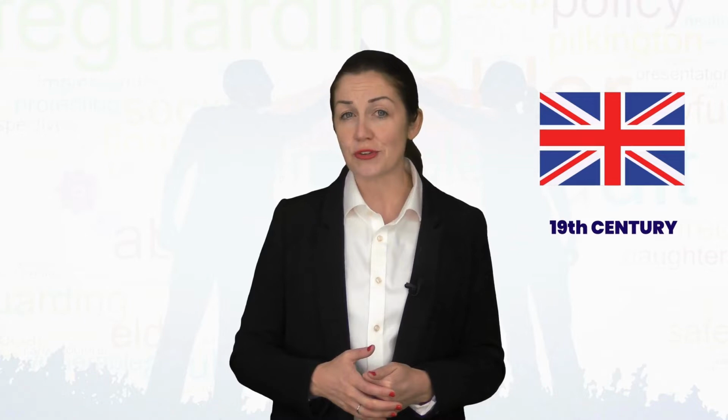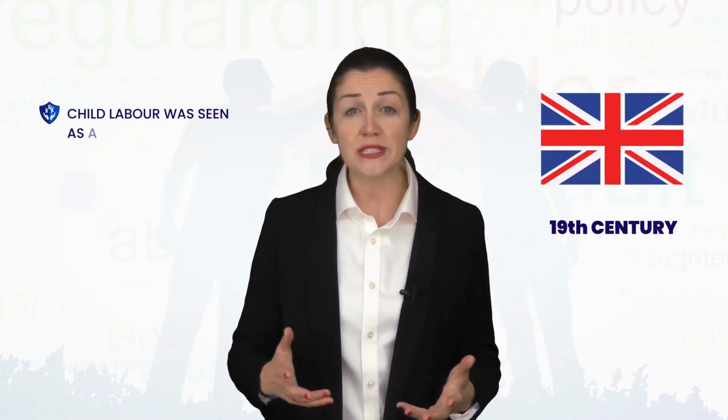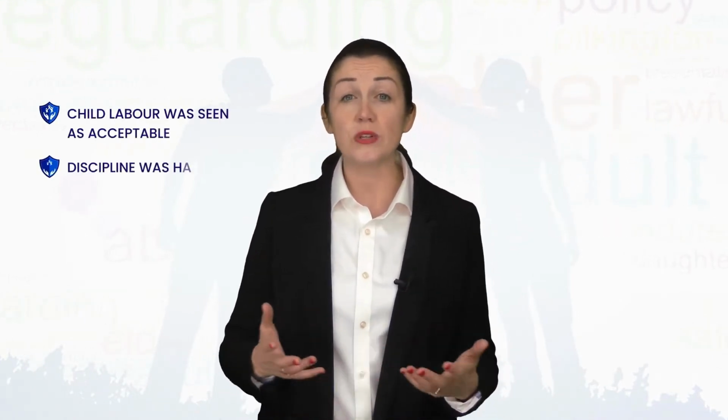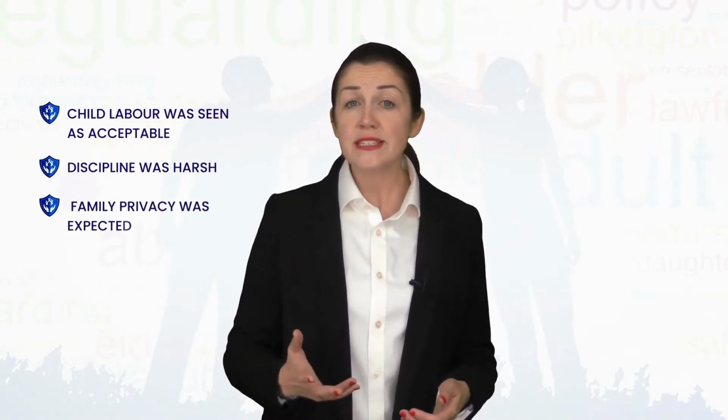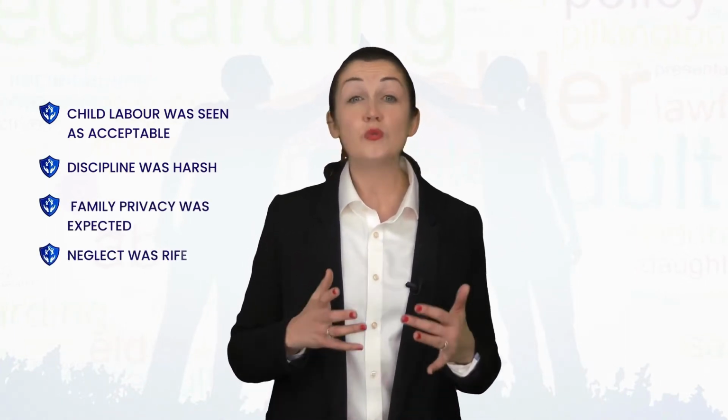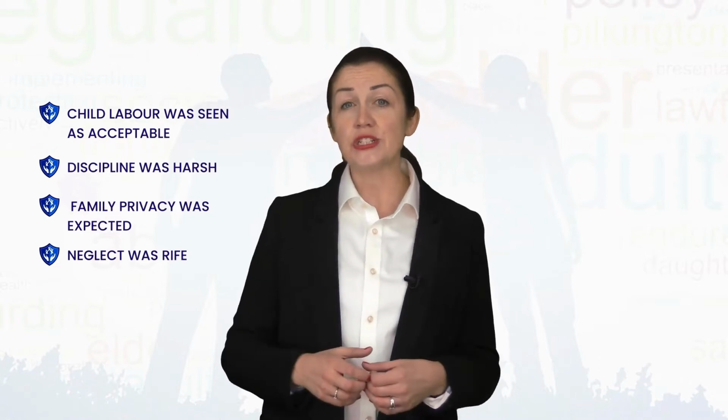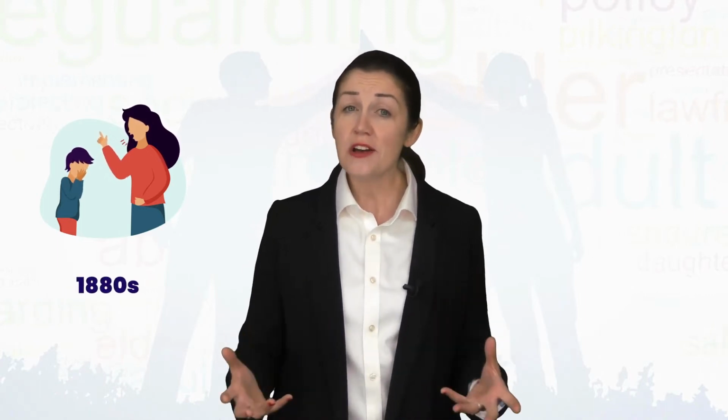If you have knowledge of modern civil history, you may not be surprised to learn that there were no real protection laws or public movements for safeguarding children in the UK until the late 19th century. Up until then, child labour was seen as acceptable, discipline was harsh, family privacy was expected, and neglect was rife. Legislation to prosecute people who practiced child cruelty only appeared in the 1880s, which started a public reform.